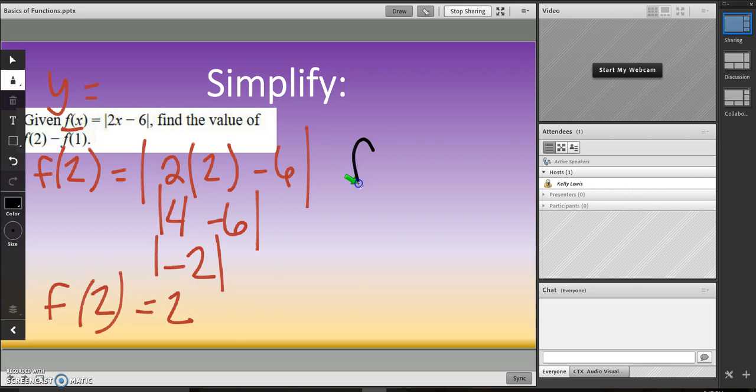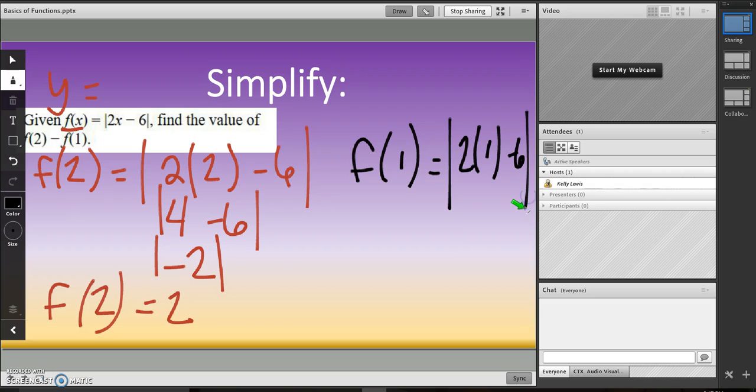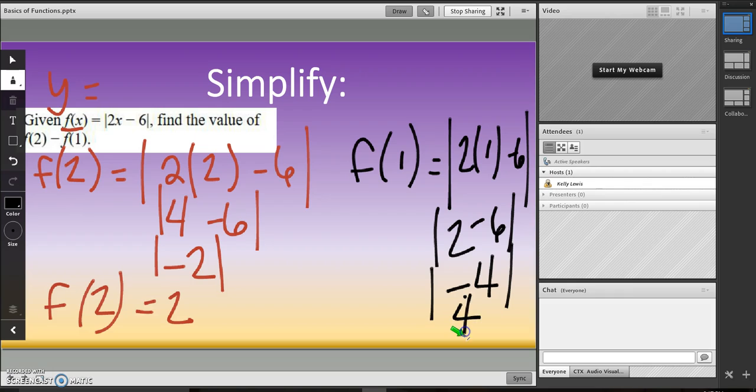All right, and then we had f of 1. So we're going to do absolute value of 2 times 1 minus 6. 2 times 1 is 2 minus 6. You have $2 in your pocket, but you owe me $6. So you owe me $4, but it's the absolute value of 4. So it's positive 4. So f of 1 equals positive 4.